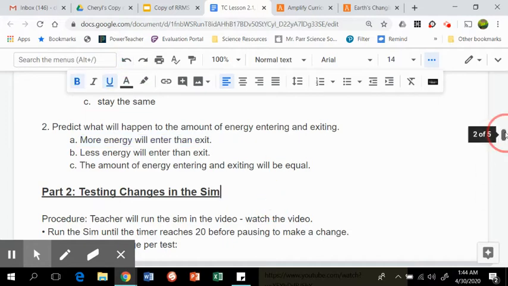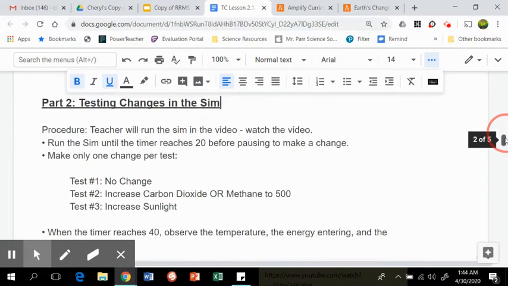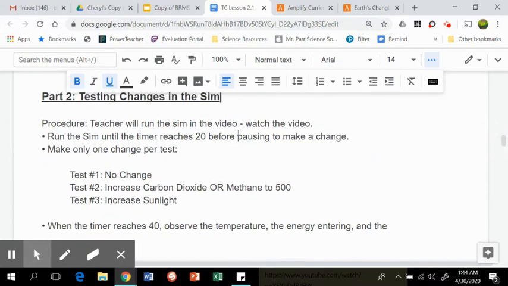All right, so we're ready to move on to part 2, testing changes in the sim. The teacher will run the sim in the video. You're watching the video right now. We're going to run the sim until the timer reaches 20 seconds before pausing to make a change so we can see before and after. We're going to make only one change per test.